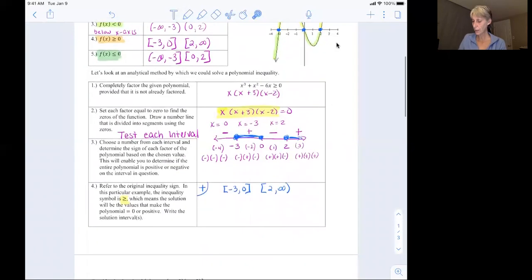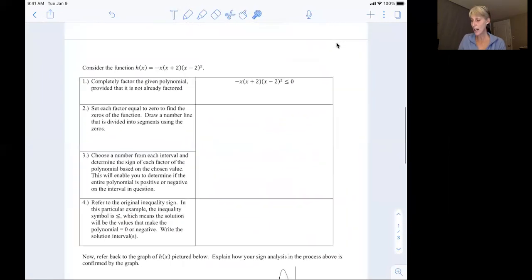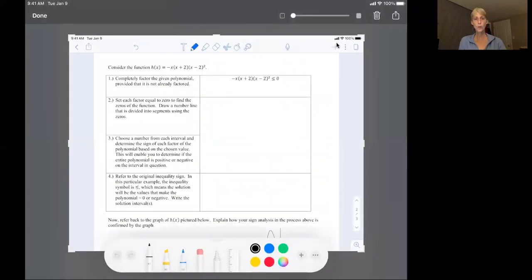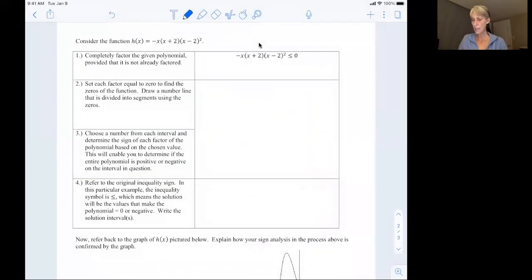Ready? So now we're going to do it, even though the picture is included above, let's try to not refer to the picture and we'll match it up at the end. So we're going to consider the function -x times x plus 2 times x minus 2 squared. Completely factor the given polynomial, provided that it's not already factored. Since this is in factored form, we're good to go.